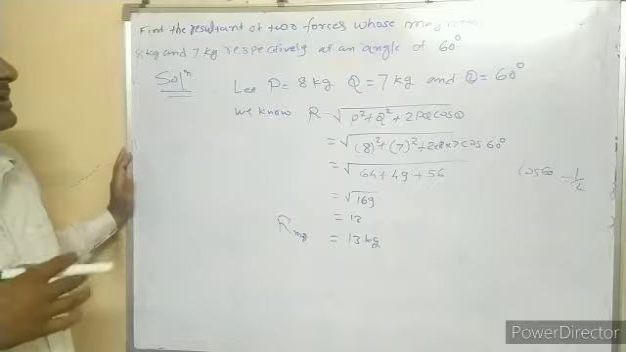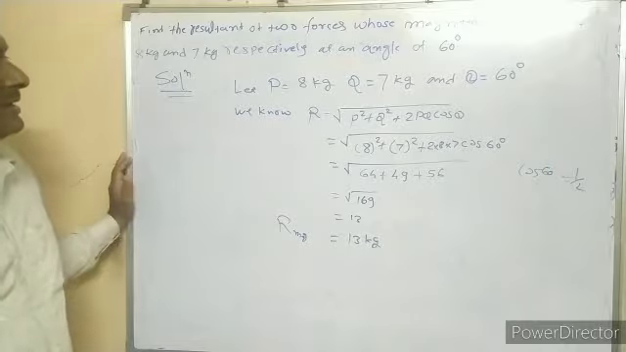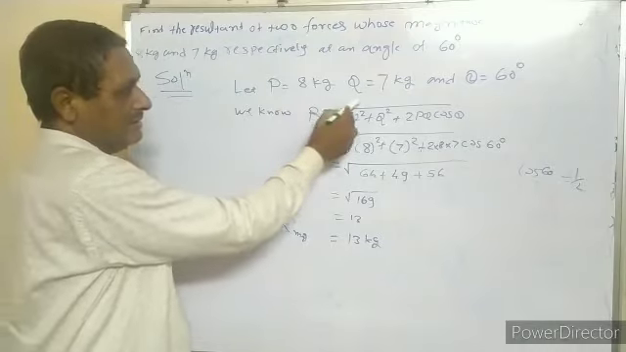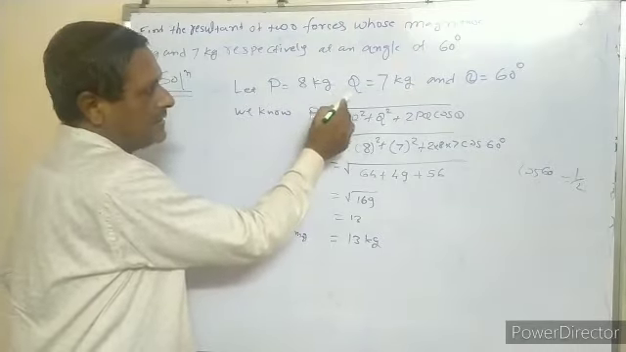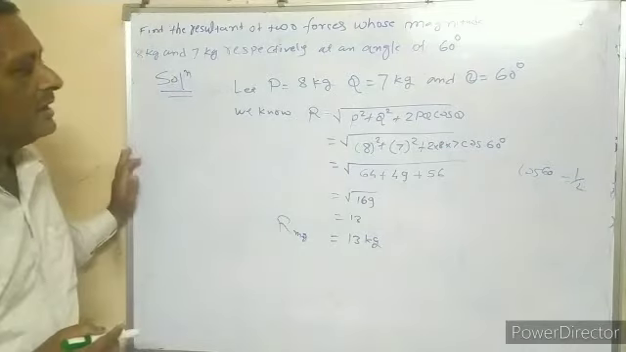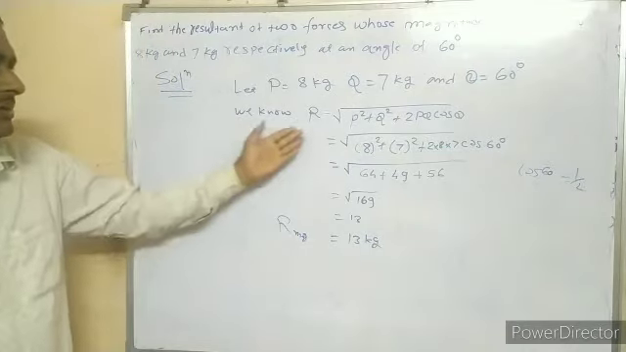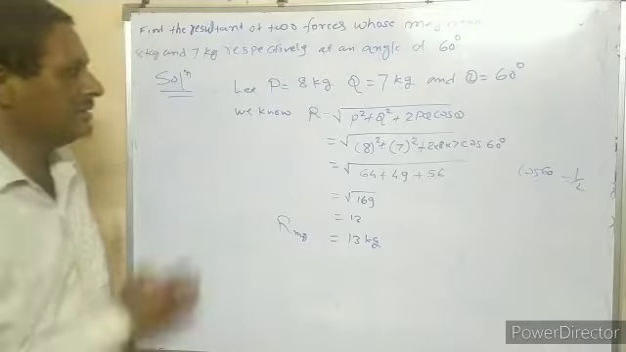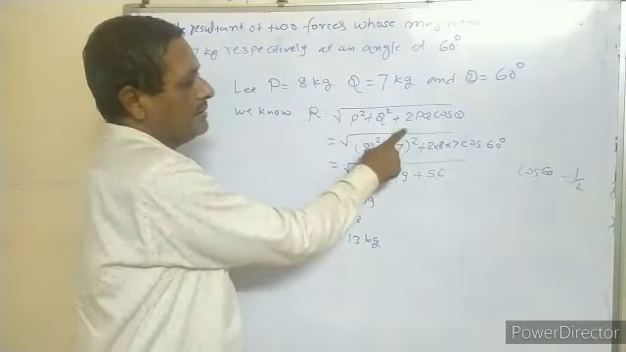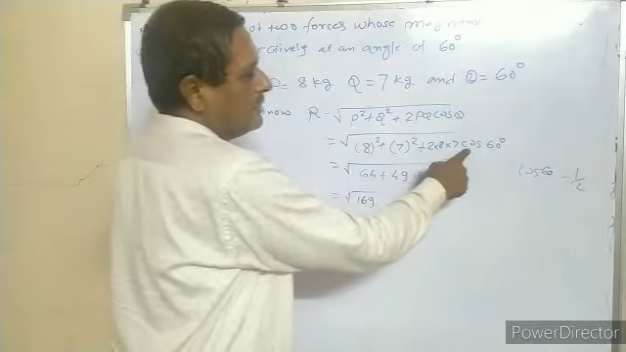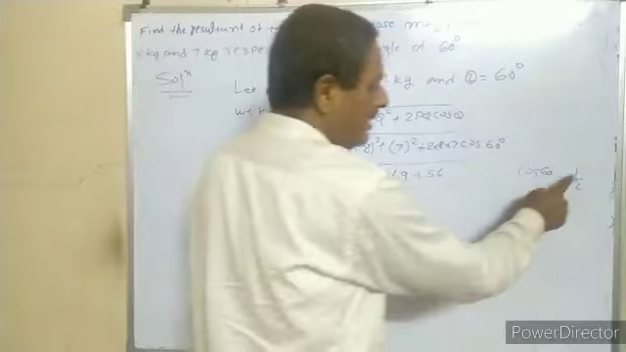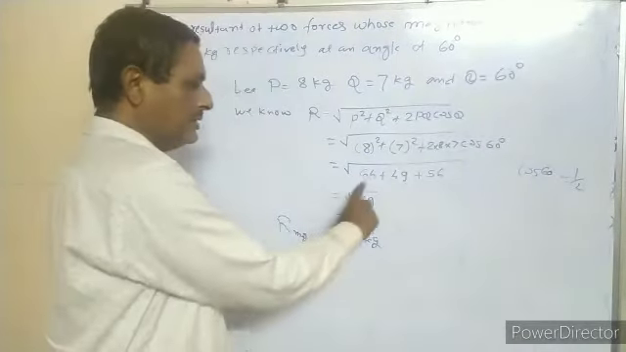Then we will find the magnitude of the resultant. P is the first force, 8 kg, Q is the second force, 7 kg, and the angle between them is 60 degrees. Now in the resultant formula, in the place of P we substitute 8, and in the place of Q we substitute 7. Then 2 into 8 into 7 into cos 60 degrees, and cos 60 is nothing but a half.